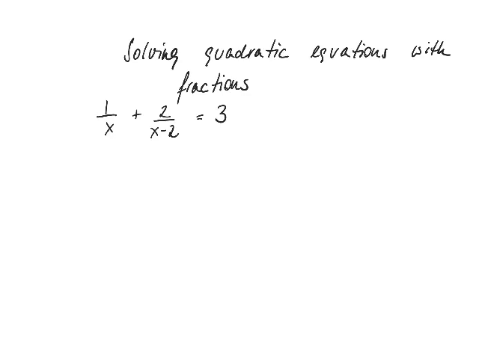This video is about solving quadratic equations with fractions. Okay, so the first step is we have to find the lowest common multiple of the denominators. So our denominators x and x minus 2, we have to find the lowest common multiple in order to find the common denominator. So the lowest common multiple between x and x minus 2 would be just the two of them multiplied by each other, and this becomes now our common denominator.